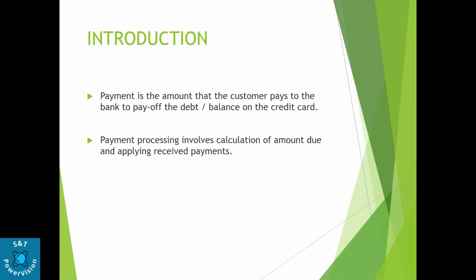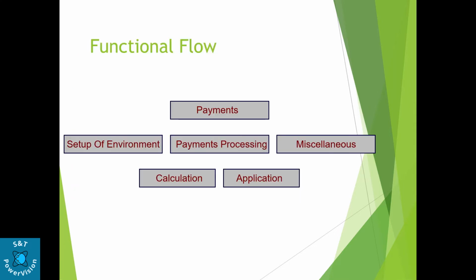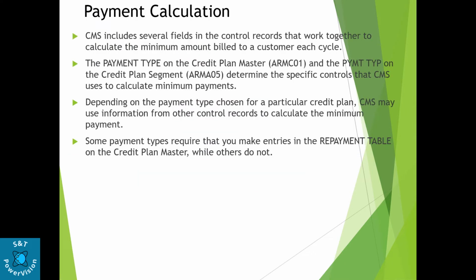First thing, if you see any statement, there is the minimum payment amount. Let's see how it's calculated. This is our functional flow: payment setup of environment, payment processing, calculation, application.